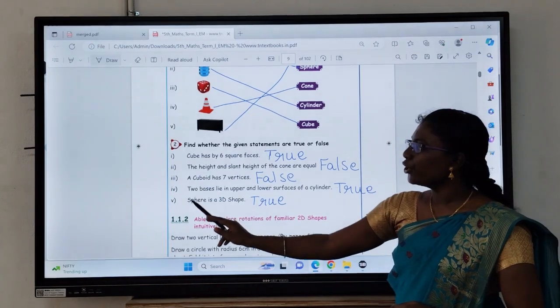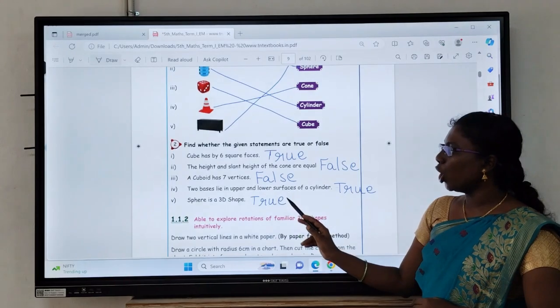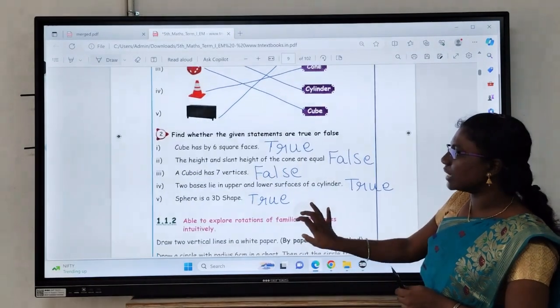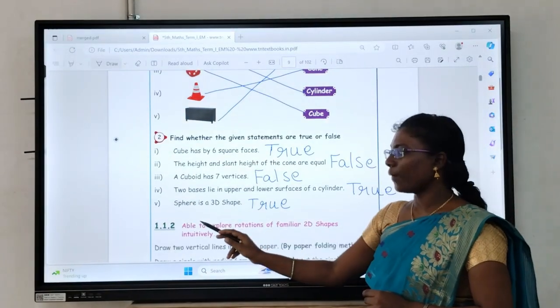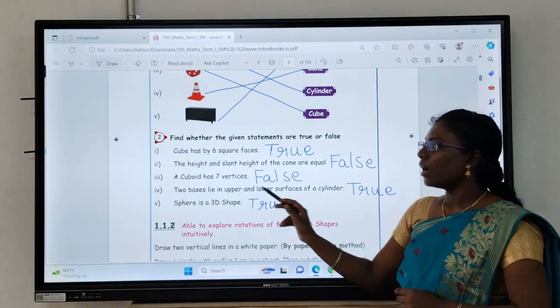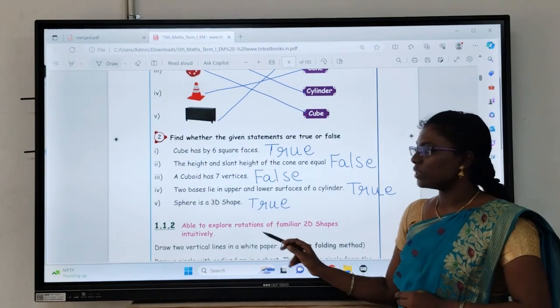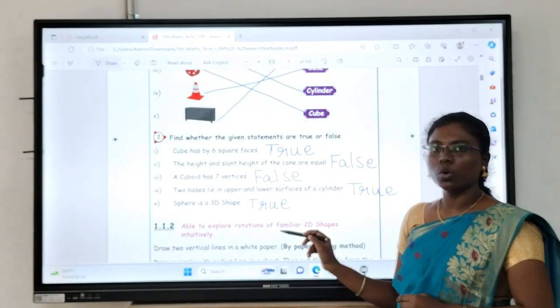Fourth question, 2 bases lie in the upper and lower surface of a cylinder. The answer is true. Fifth question, a sphere is a 3D shape. The answer is true. A sphere is a 3D shape. So it is true.